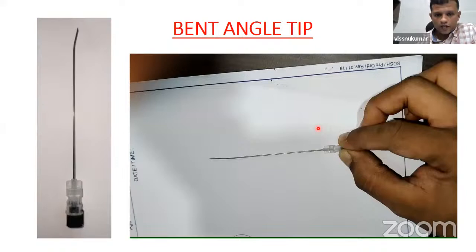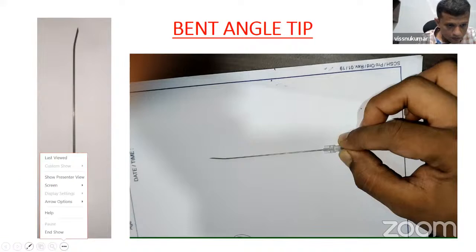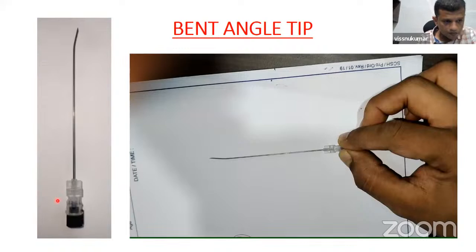Okay, this is a very important tip. Whenever I use a needle, you can see my needle. See here, the tip of my needle is bent. I just wanted to purposefully show, 1 minute. Yeah, see, the tip of my needle is bent.